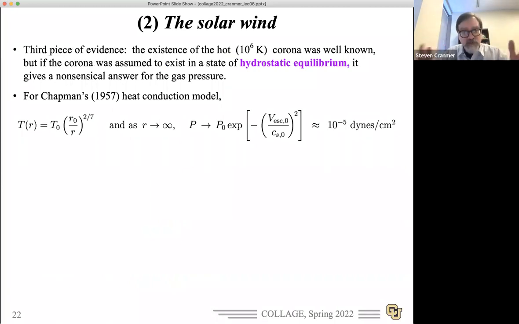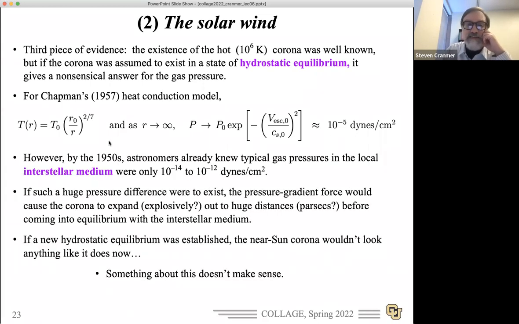The third piece of evidence was the thing that was in the Staniwaki paper that we looked at. This is the idea that if we do have a hot corona and we assume spherical symmetry, it really can't exist in a state of hydrostatic equilibrium with zero flow speed. If you do that and figure out what the gas pressure has to be at large distances from the sun, say using Chapman's model of heat conduction that we talked through a little before, the pressure reaches a constant value. And when you work out the value of that constant, it's something.